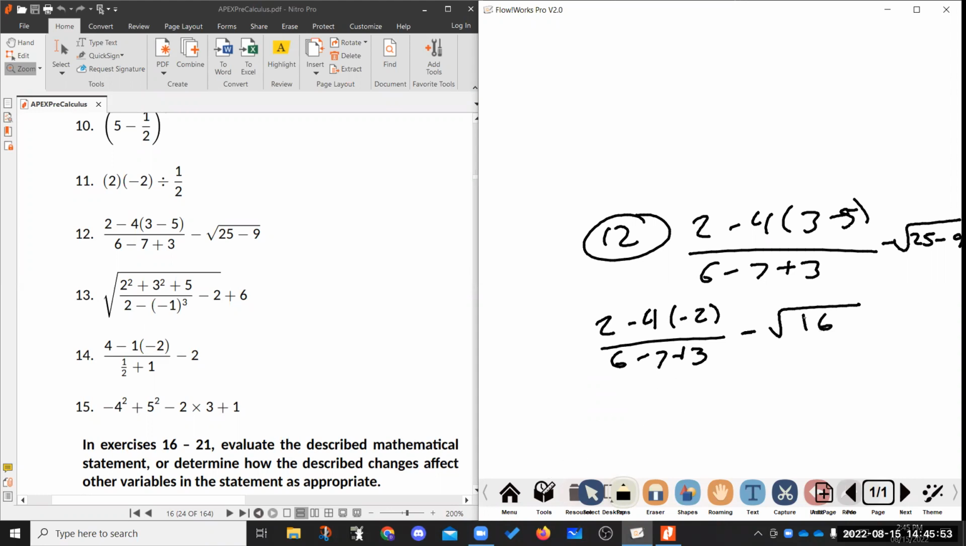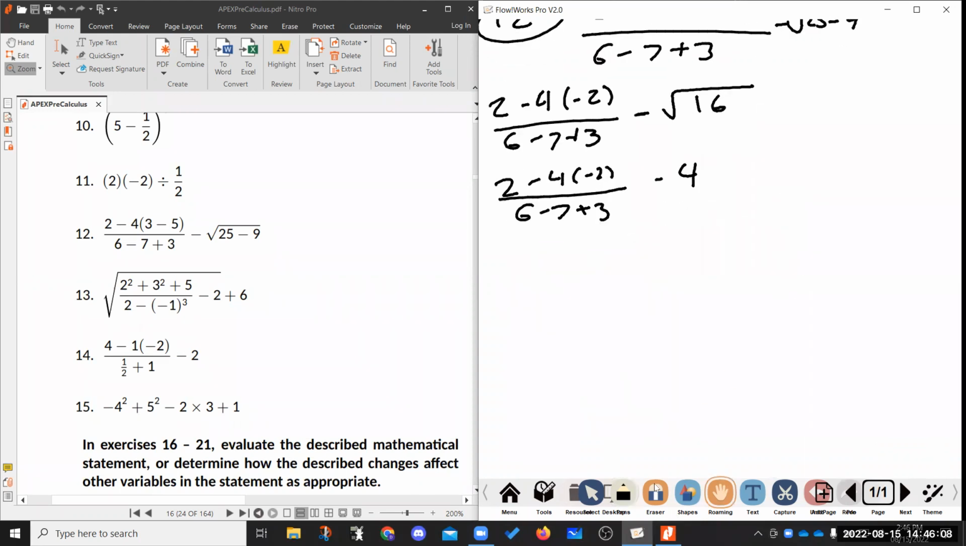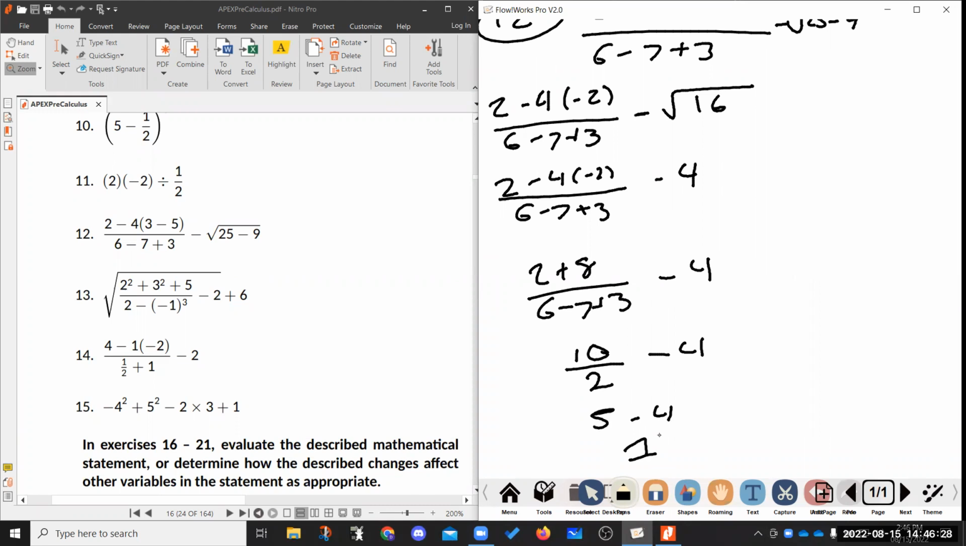All right, let's take care of this root. Now let's take care of this multiplication. Now let's take care of our addition and subtraction. Now let's take care of this division that's left here. And there we go.